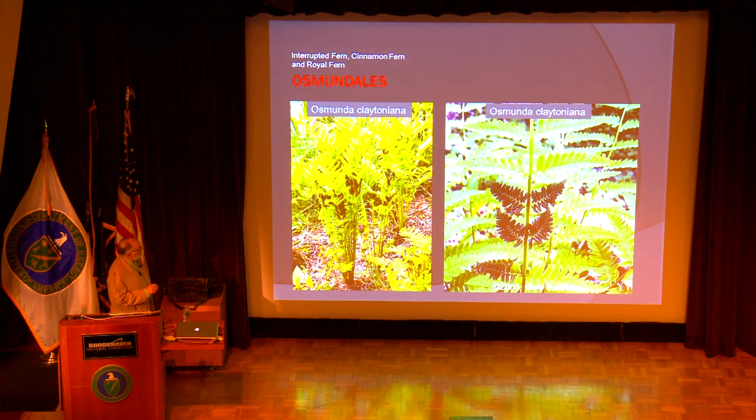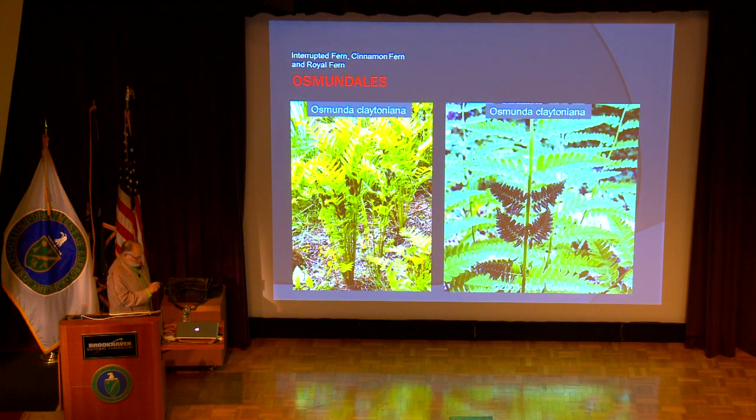Here's the Osmundales, the interrupted fern. As you can see, it is common in the rich woods on Long Island. And the interruption is the sporangia covering all of the pinnae for a section, and then interrupting the photosynthetic function of the pinnae.